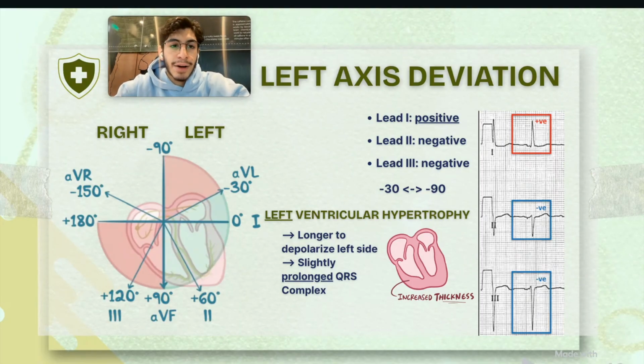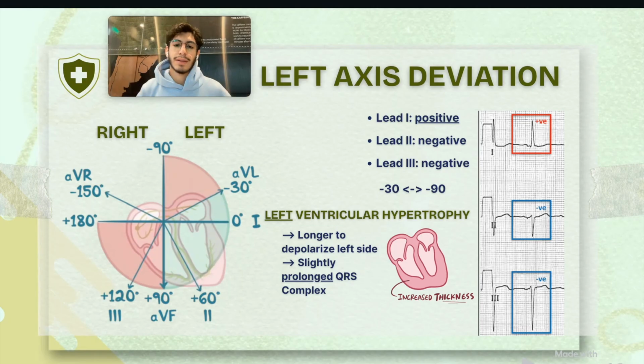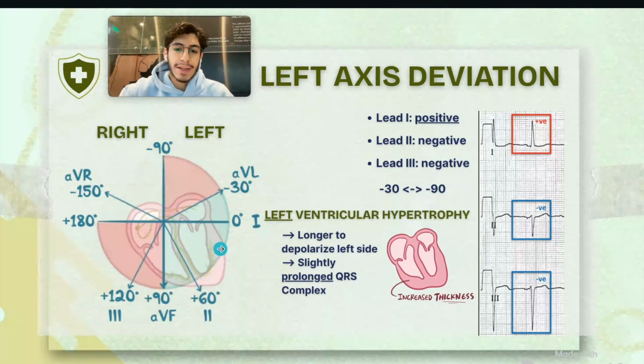A thick left ventricle, sorry, let's be clear. A thick left ventricle, a hypertrophied left ventricle would cause this. Why would it cause this? Because it would take longer to depolarize the left ventricle, and as we know, the arrow points to the side that's still not depolarized. So if it's taking longer to depolarize it, the arrow is going to be pointing to the left side. So it's going to be pointing over here, okay?